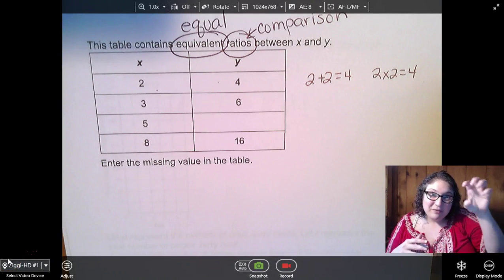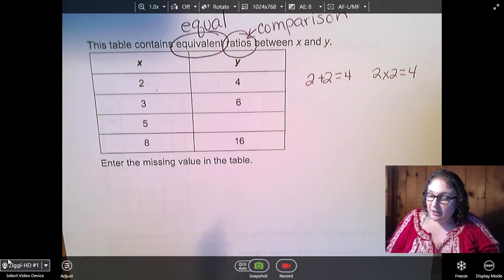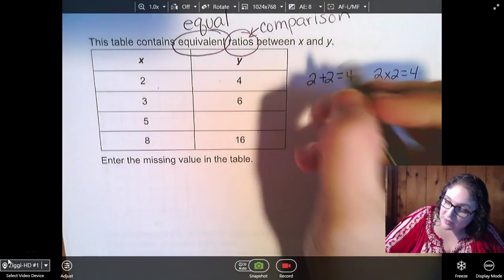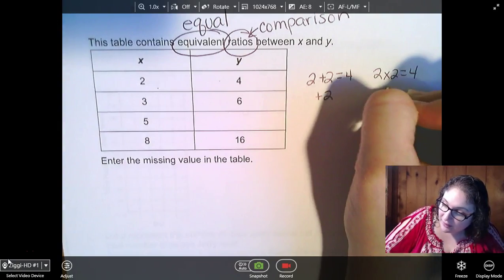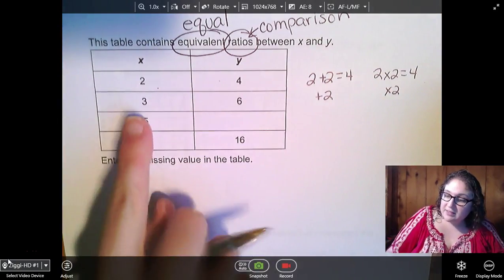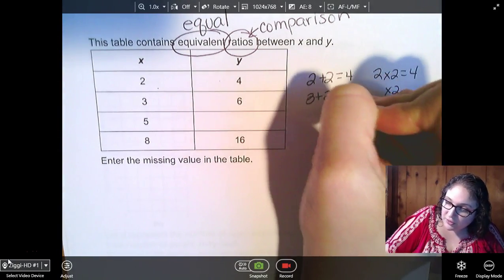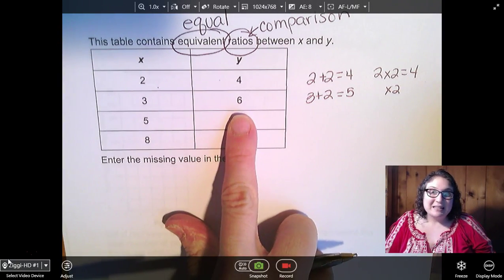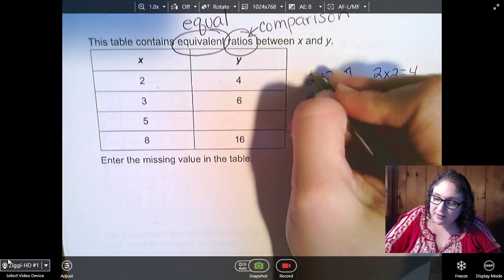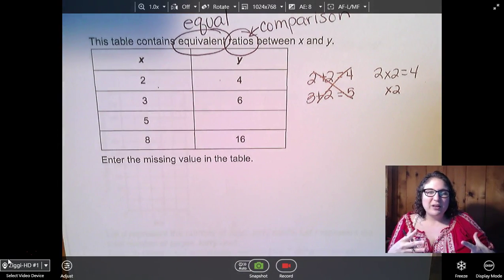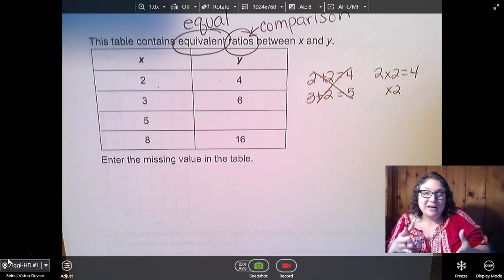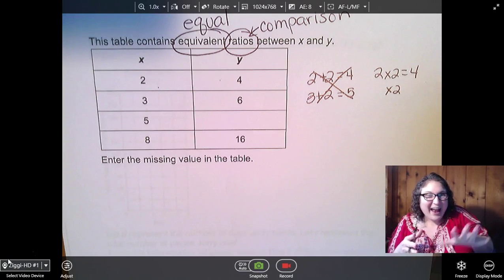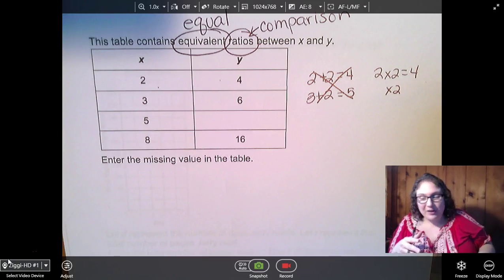Let's see. Well, we know we have to do equal comparisons. So if I add 2 here, what we're doing is we're adding 2, and here we're multiplying by 2. Well, let's see. 3 plus 2, well, that equals 5. I'm trying to get to 6. So I know right away this rule that I tried to come up with, it didn't work. Why? Because they have to be equal comparisons. Whatever I do to one set of numbers, whatever I do to X, I have to do the same thing to all those other X's.